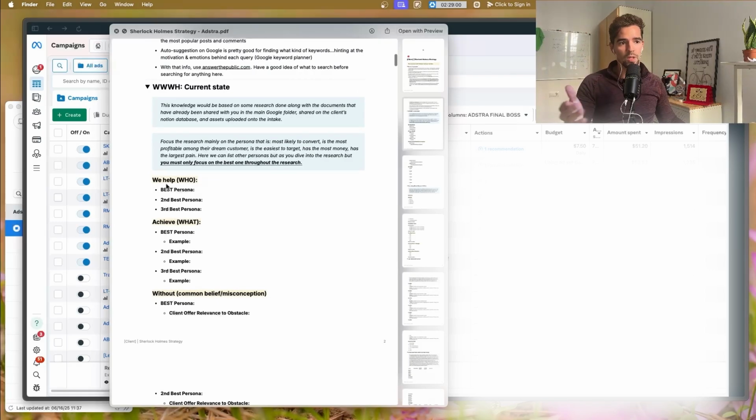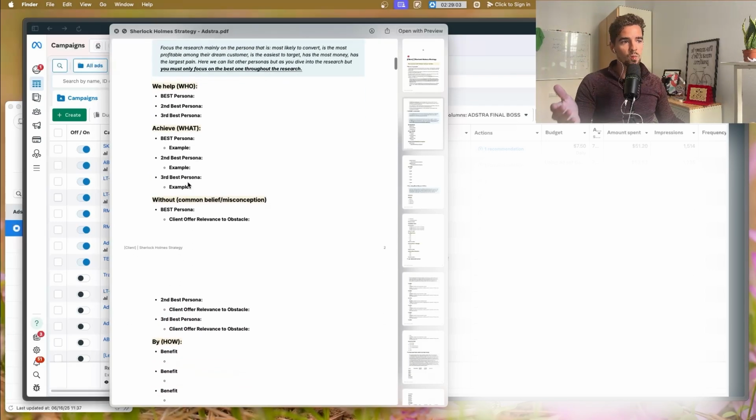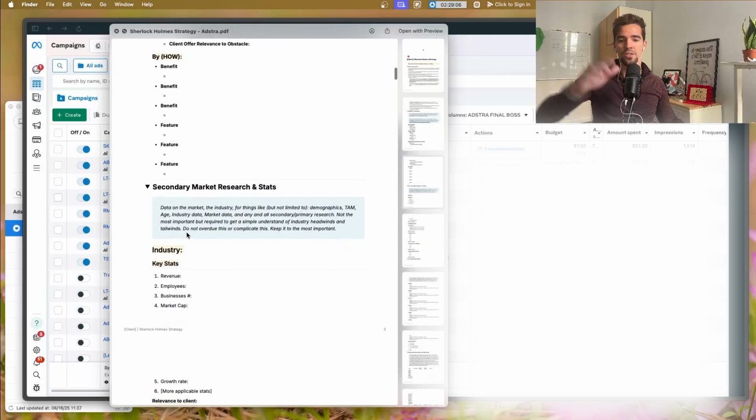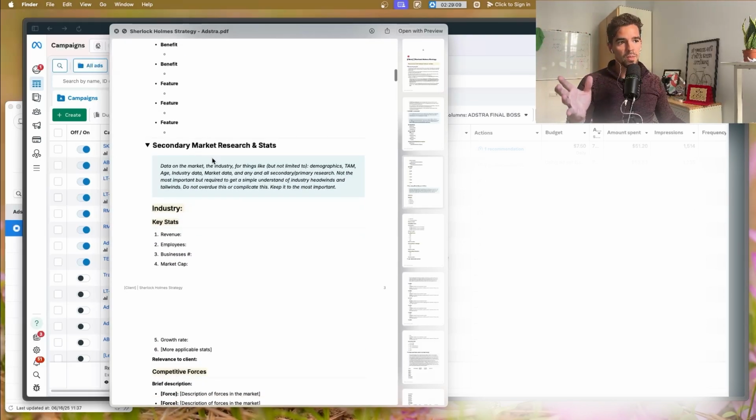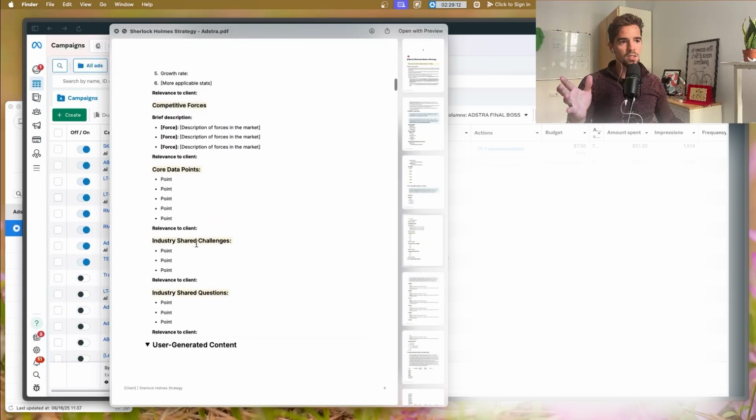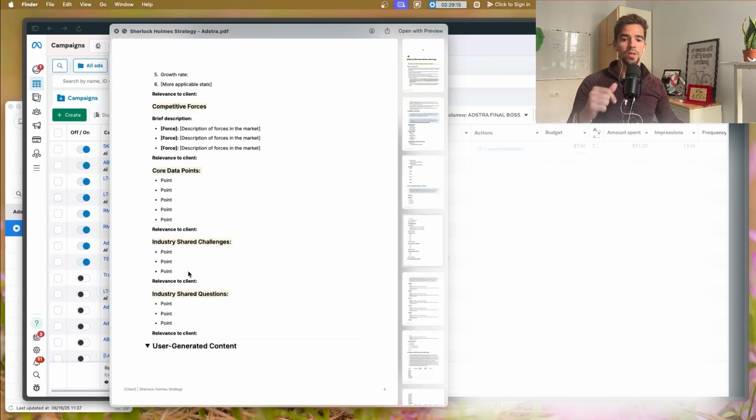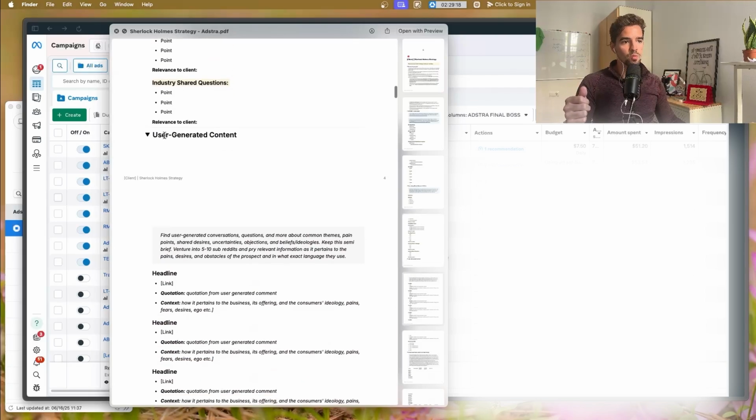When we first work with a client, we help who achieve what, without, by how. Okay, and that's just the general overview. We do a little bit of secondary market research and analysis just to get some industry shared questions and some shared challenges that we can talk about. But here's what's important: we get user generated content directly from Reddit, Quora, YouTube comments, etc. Sometimes that's the best hook or headline, right? It's just something that your customer or potential customer has said about the problems they're facing, okay? Because it's like, oh, I would say that, right? It's that Denise in the cafeteria type of reference.